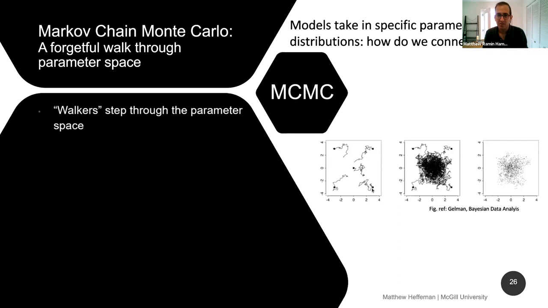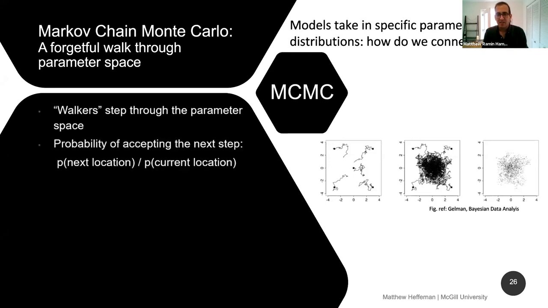These black squares are the starting points. And the lines that you see are the path that they're taking through parameter space. So these are little tiny folks just taking a forgetful walk. And the probability of accepting the next step is sort of defined by the ratio of the probability of the next location versus the probability of the current location of the walker taking its steps.